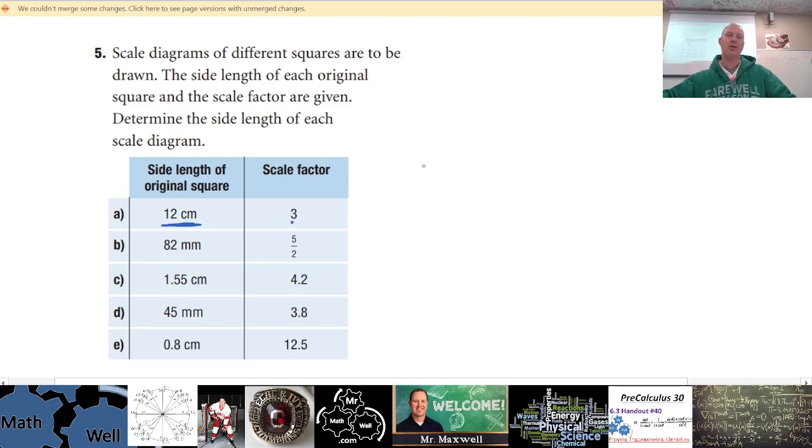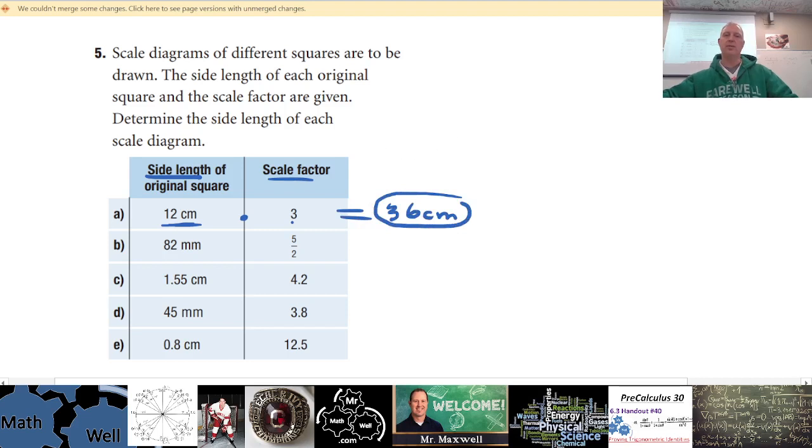So to find the new side length, what do we do? We multiply them together. Exactly. The side length of the original times the scale factor. 12 times 3 is 36 centimeters. Make sure you have your units. That's your answer for A.